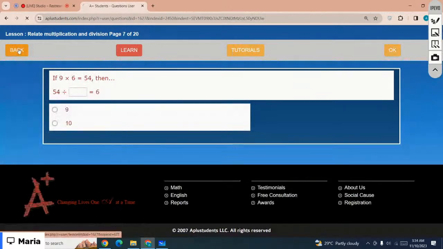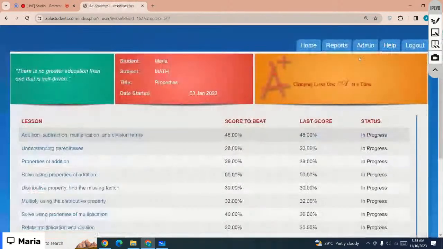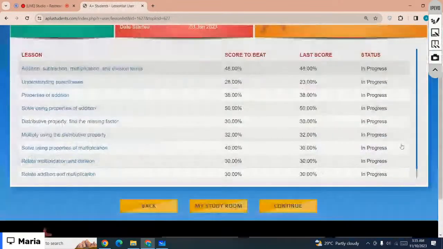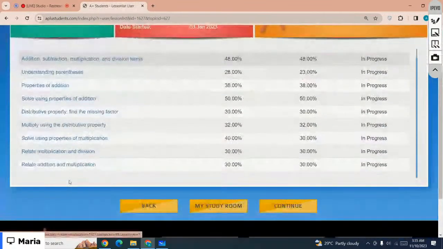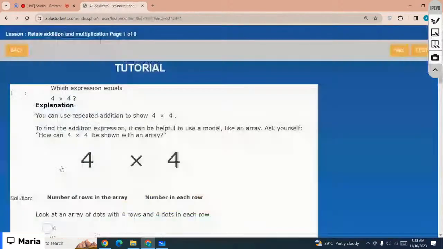And in the next lesson we are going to see how addition and multiplication are related, right? So multiplication and addition are related. How? Basically, multiplication is repeated addition, right?